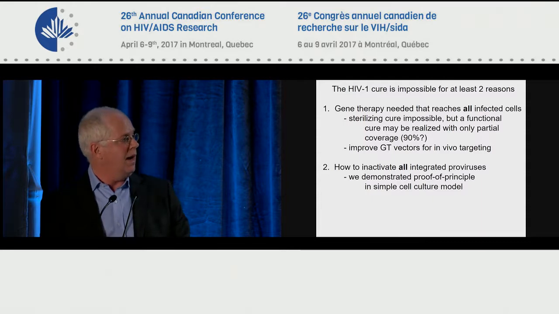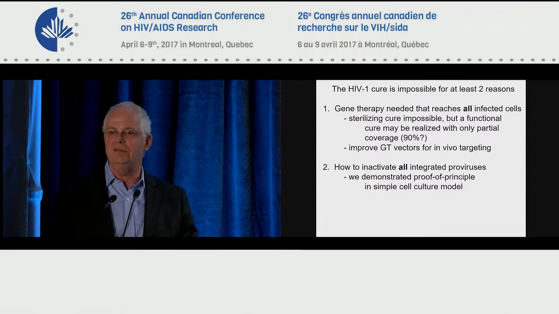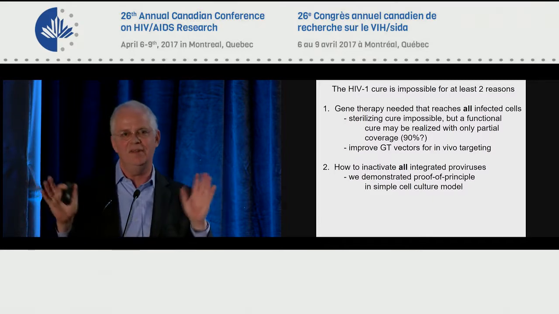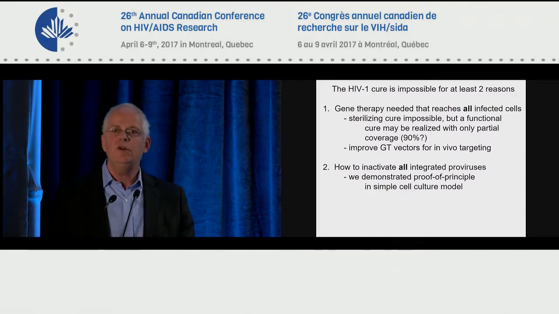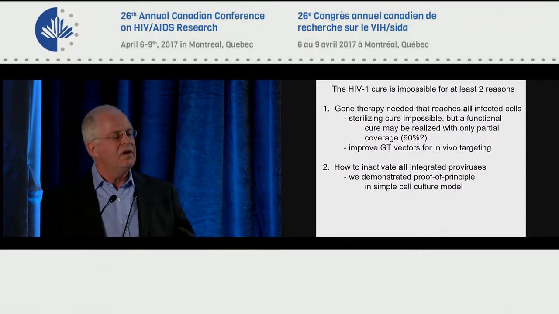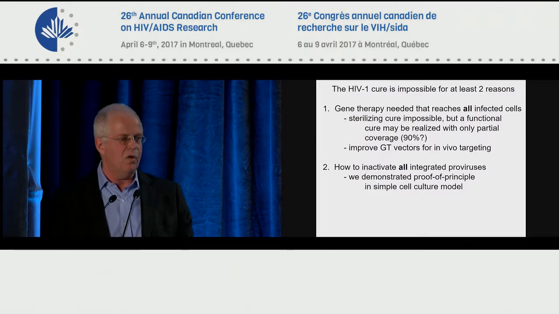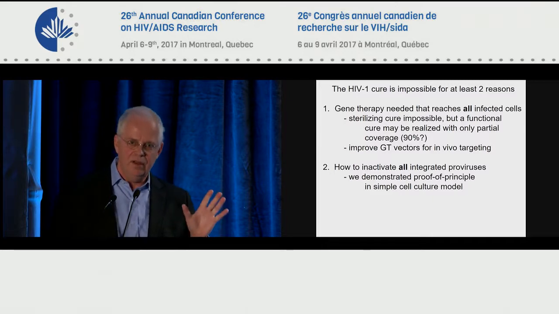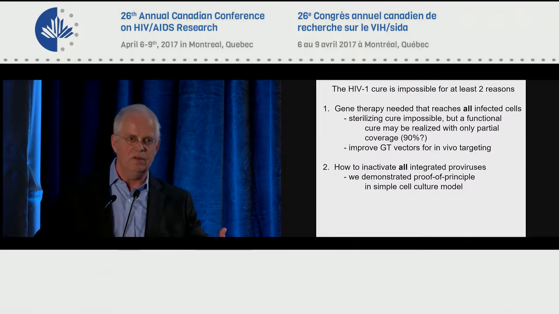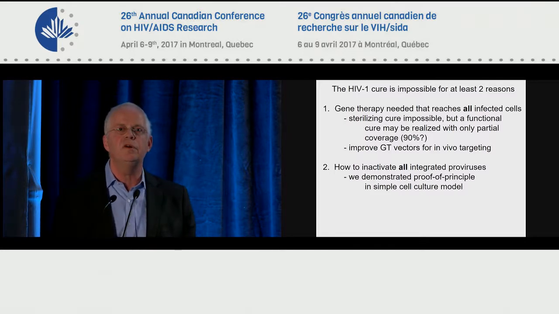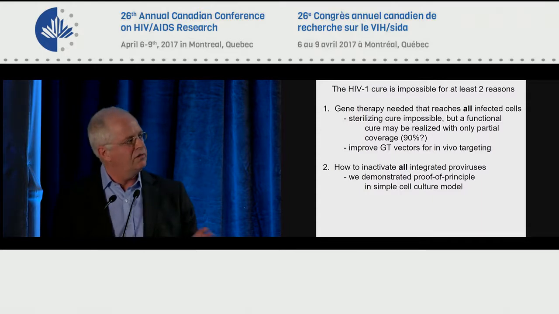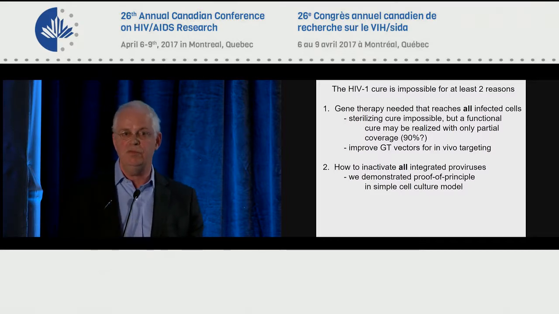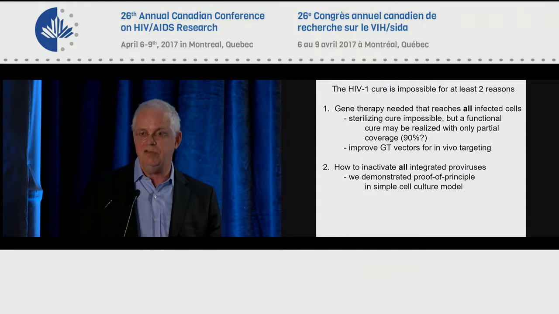One is that perhaps the gene therapy has to reach all infected cells, yeah? And words such as all and complete are sort of, I find them non-scientific words because it's unrealistic. On the other hand, perhaps a sterilizing cure is not the only success we can go for, because a functional cure, where we control the virus to some extent and then the human body, the immune system, takes over the control, is something that's possible. So perhaps we don't have to reach 100% of the infected cells. And of course, certainly we have to improve gene therapy vector systems to get efficient in vivo targeting.